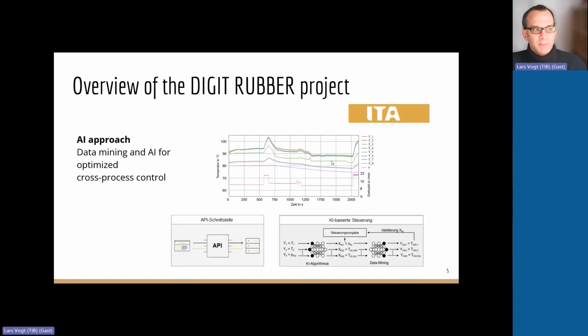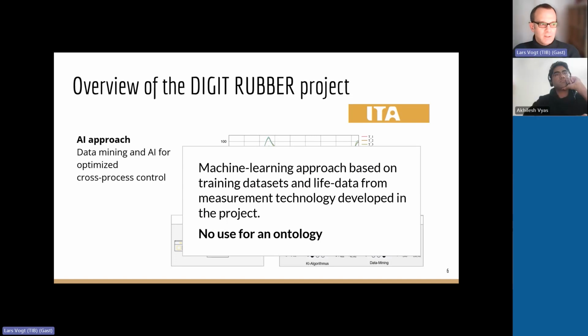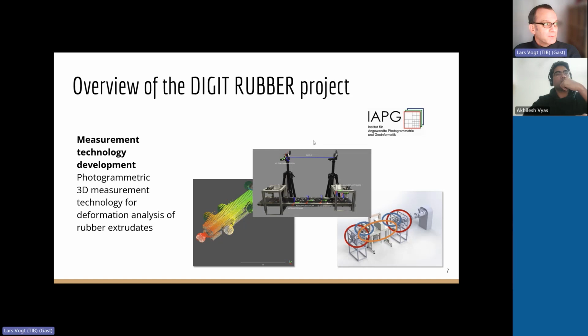There are several project partners involved. The ITA is responsible for developing the AI approach, that's data mining for optimizing the cross-process control. So it's a machine learning approach based on training data sets and on live data from measurement technology, and that measurement technology is being developed in the project. And it doesn't use ontology terms, this part of the project.